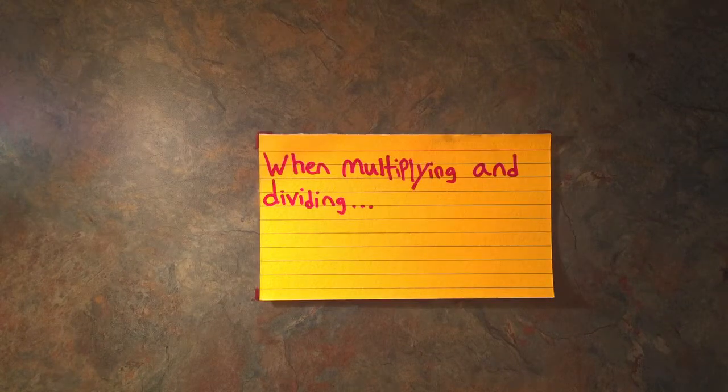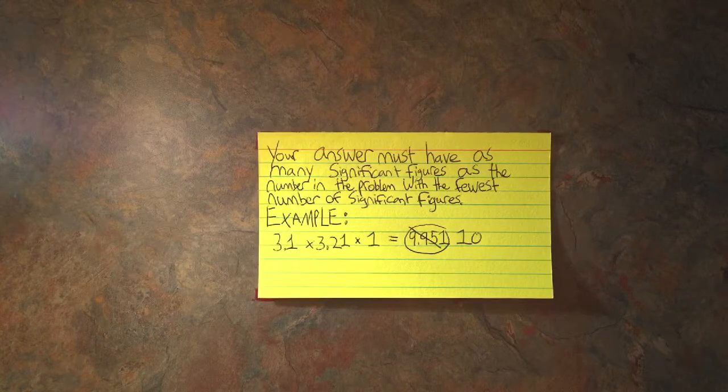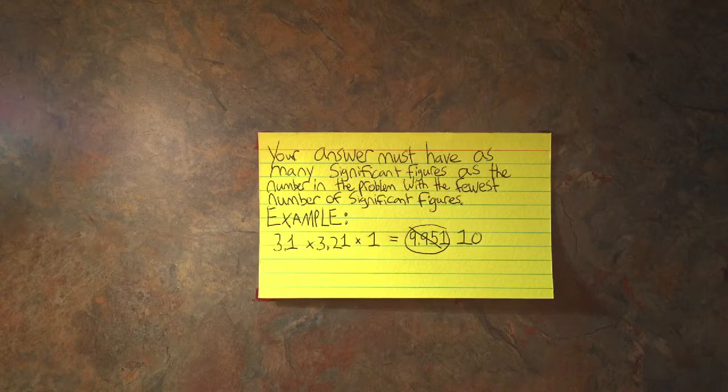The final rules that I will teach you are the rules for multiplying, dividing, and adding and subtracting. Your answer must have as many significant figures as the number in the problem with the fewest number of significant figures. For example, 3.1, which has two significant figures, times 3.21, which has three significant figures, times 1, when you plug it into the calculator, comes out as 9.951.